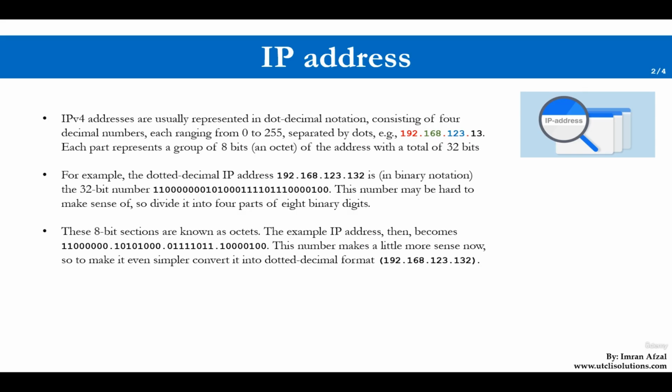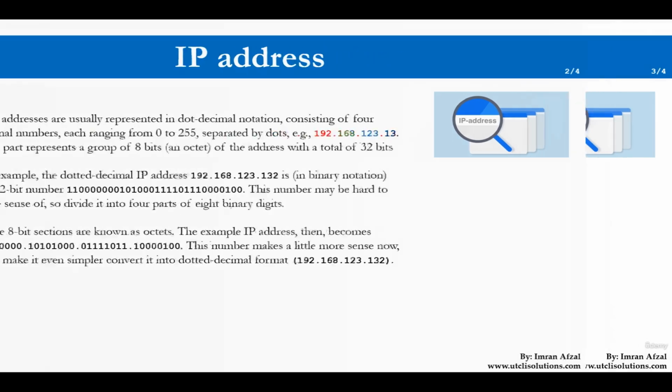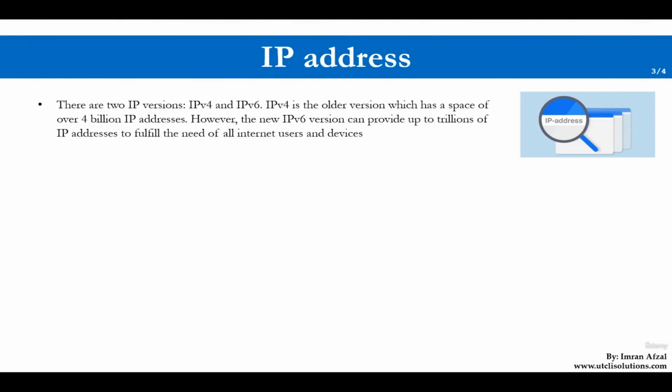So to make it even simpler, convert it into dotted decimal format. And when you convert these bytes or these bits from 0 and 1 to decimal, you will see it become 192.168.123.132. So basically, behind the computer, all communication happens with 0s and 1s. To make it more human readable, we convert that into decimal, and that decimal becomes the IP address of the computer.